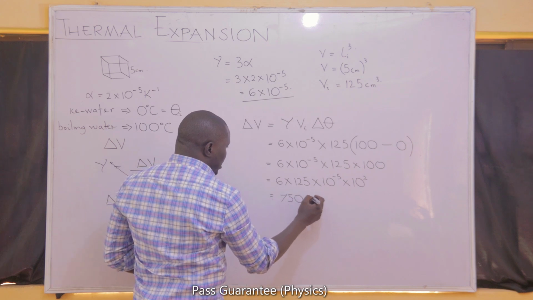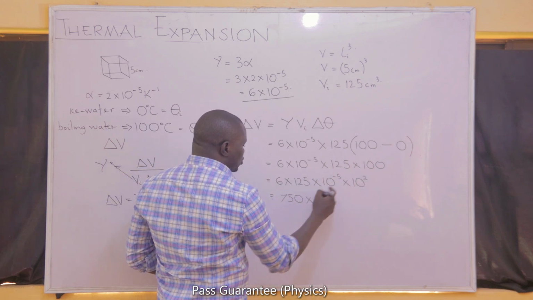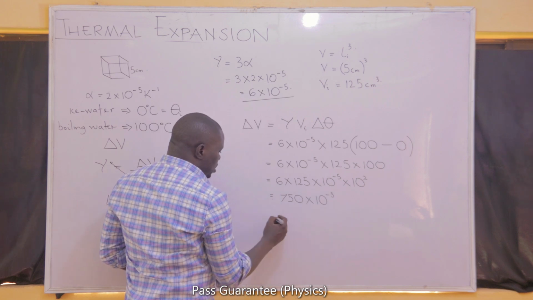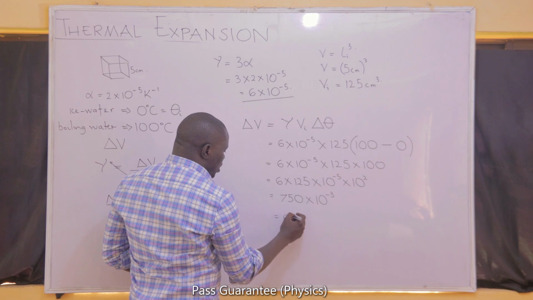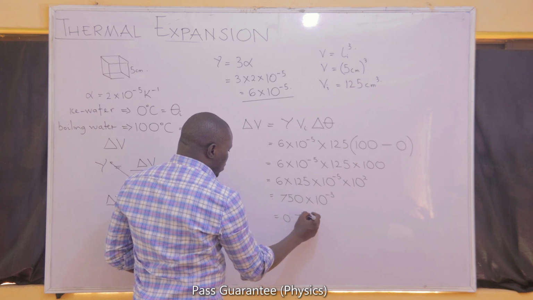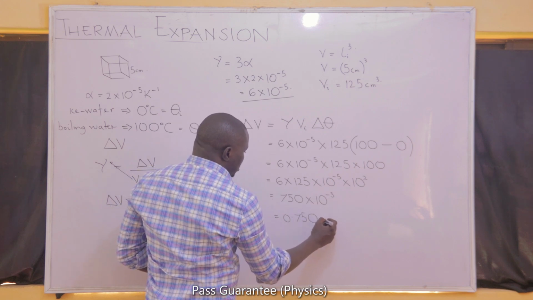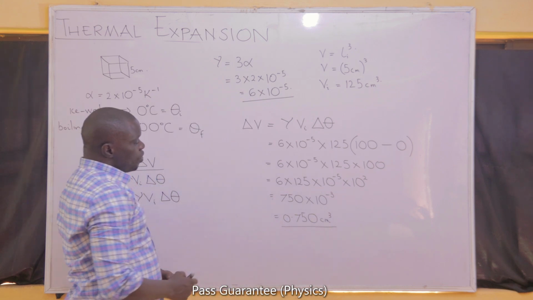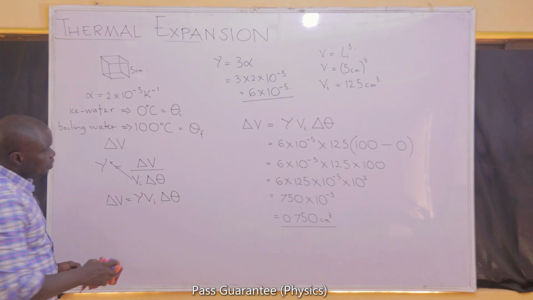We'll multiply that by 10 raised to the power minus 5 times 10 raised to the power 2, which should give us 10 raised to the power minus 3. If we write it out in ordinary form, we'll have 0.750 centimeter cube. And that will be the change in volume for this question. We can then move on.